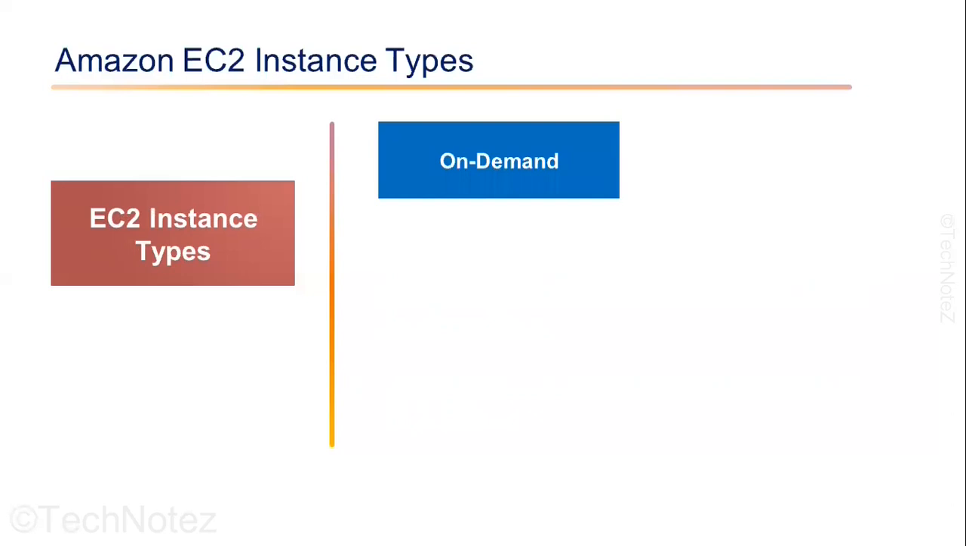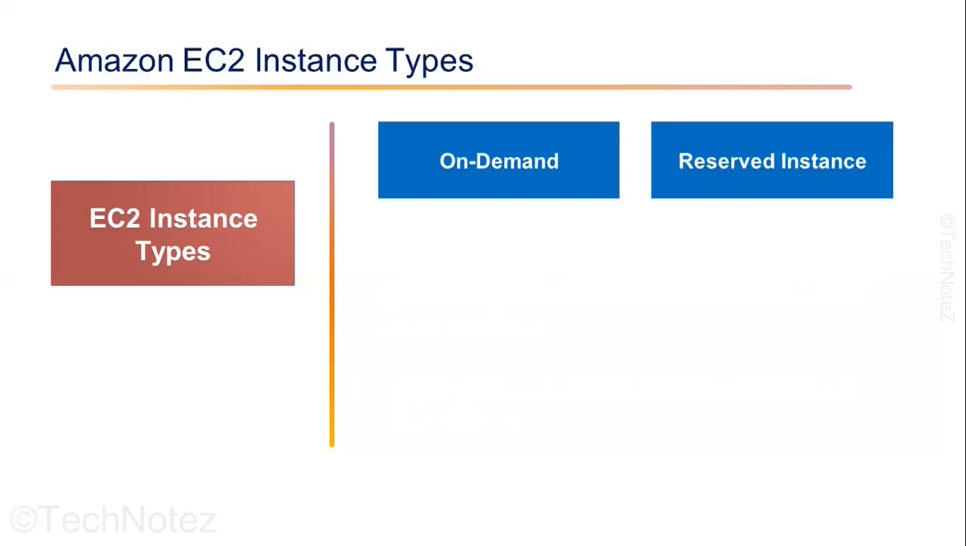These instances allow you to pay for compute capacity by the hour or by the seconds with no long term commitment or upfront payment. This is the most flexible and easiest way to get started with EC2. Reserved instances. These instances provide a significant discount, up to 75% compared to on demand instances, if you commit to using the instances for a 1 or 3 year term. Reserved instances also provide the options to pay upfront or in a monthly installment.